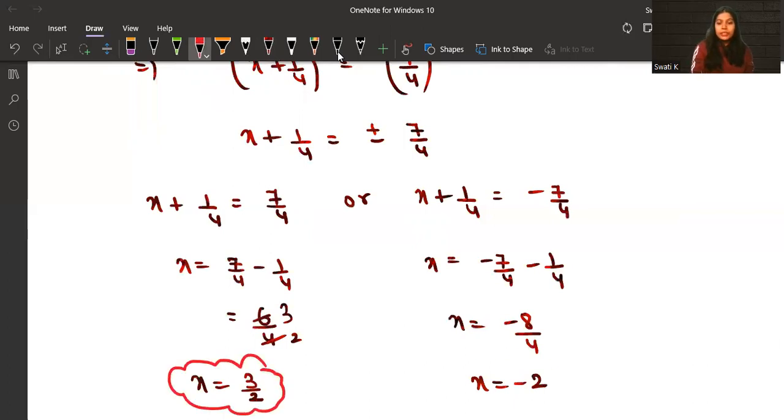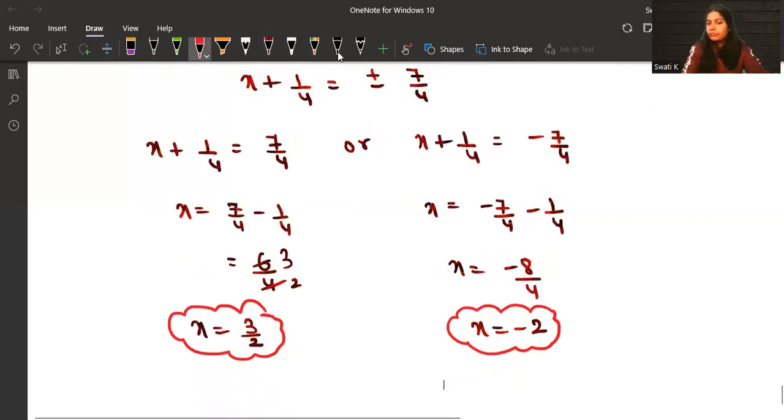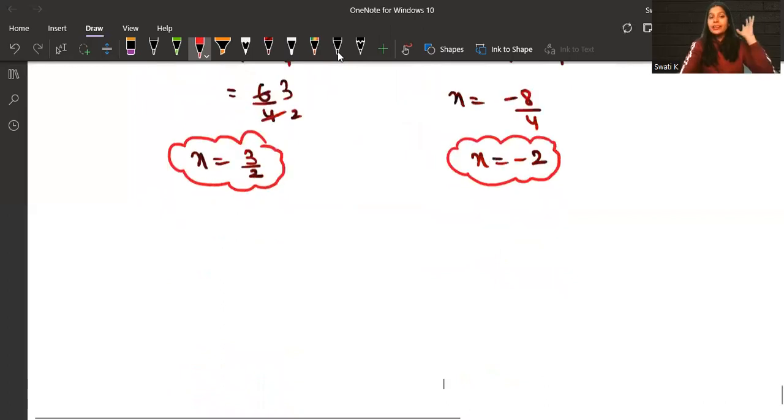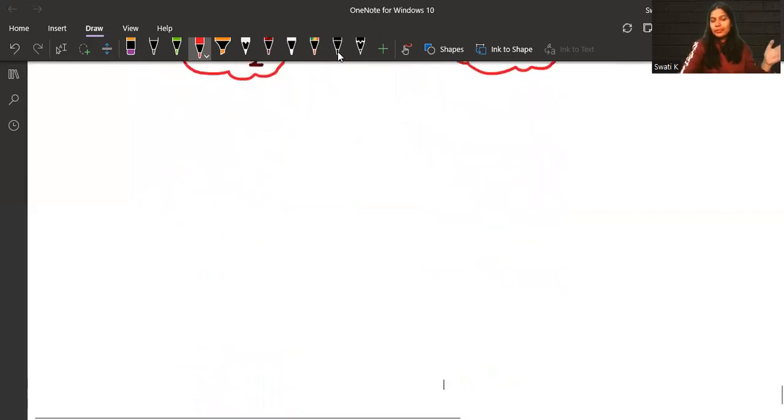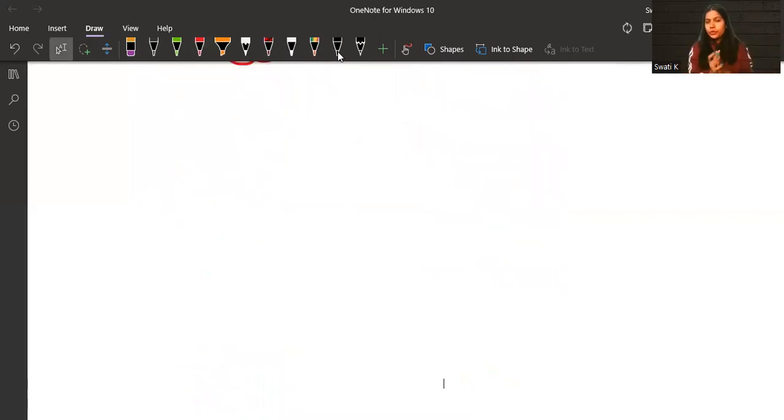And we are solving each and every question using the completing the square method only. We are not using the factorization method. Again, I'll say, if you want a separate video on how to solve by factorization, because that is also very simple, please let me know in the comment section. I'll be making a separate video on that.